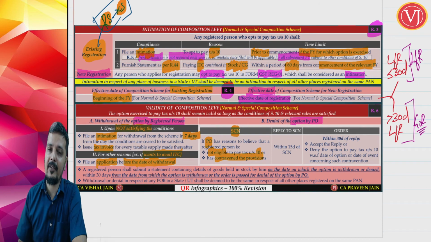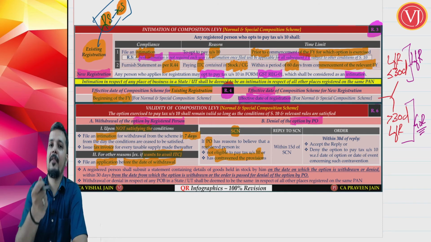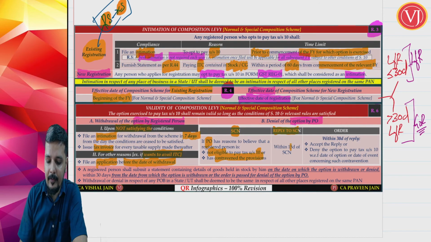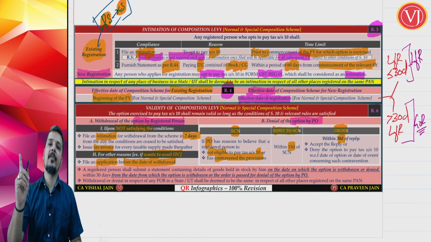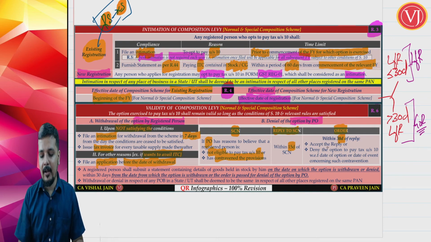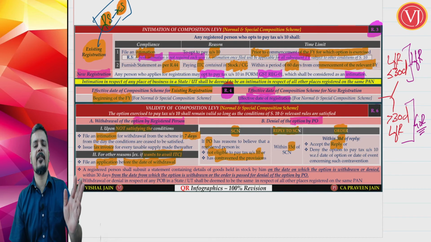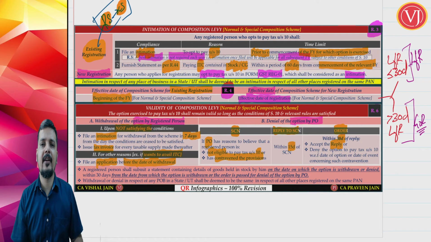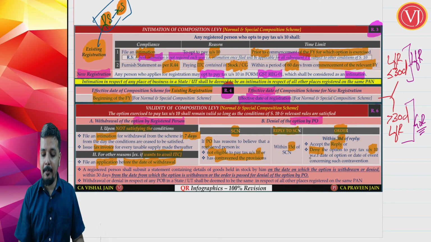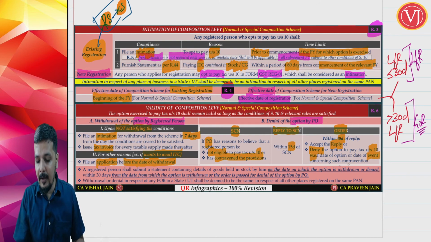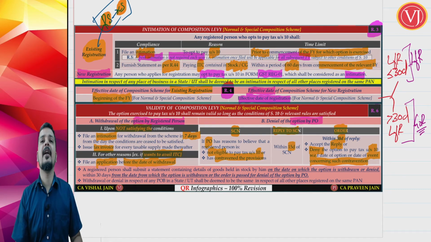Now what does the assessee have to do? The officer will give notice, the assessee has to reply to the notice within 15 days, and thereafter the officer will give an order. The officer will have 30 days' time. So first the officer will give notice, the assessee will have 15 days to reply, then the officer will have 30 days to decide, to pass an order. Either accept the reply and tell the assessee, yes, you are well within your rights of the composition scheme, you can continue in the composition scheme, or deny the option of the composition scheme, but it can be effective only from the date of the event when the assessee made such contravention.